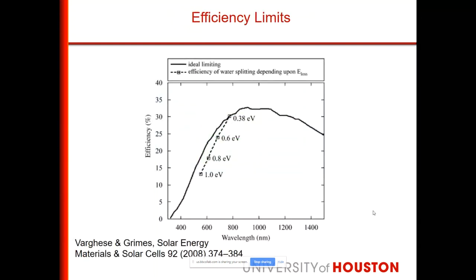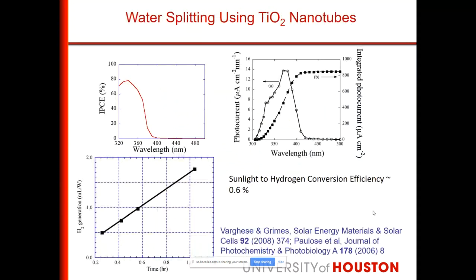So the ideal efficiency of the process is around 31%. That means, using a single material, we can convert sunlight to fuels at around 31%. That is the ideal. But practically, the efficiency goes down to around 17 or 18%. That is the expected efficiency when we develop a process for carbon dioxide conversion or water splitting.